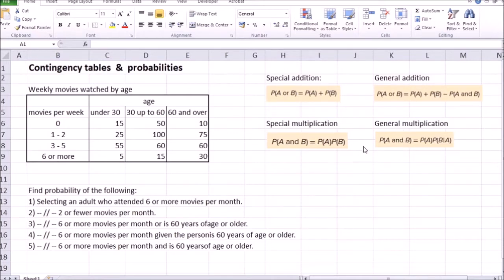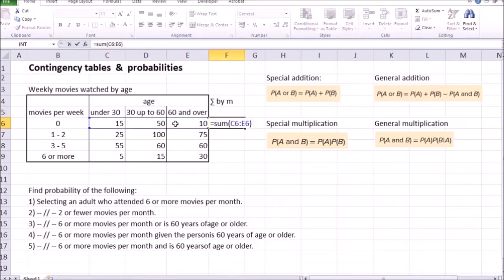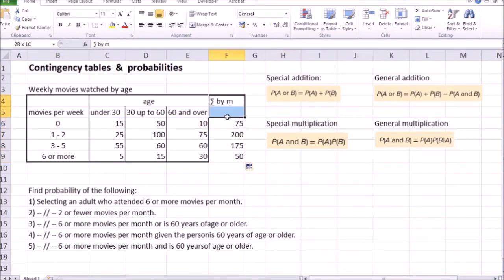And before jumping into answering these questions, let's add one more row and one more column to this table. Let's add the totals. In an additional column, let's add the total by movies. So for example, the total number of respondents within the sample that watched 0 movies per week across all ages is the sum of these 3 numbers. Similarly, I'll just copy this formula down the column to find the totals by movies watched.